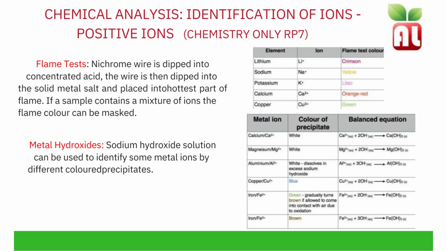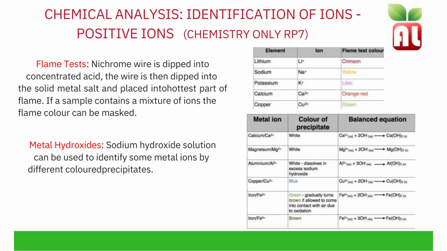Lithium ions give a crimson flame. Sodium ions give a yellow flame. Potassium ions give a lilac flame. Calcium ions give an orange-red or brick red flame. And copper 2+ ions give a green or turquoise flame.